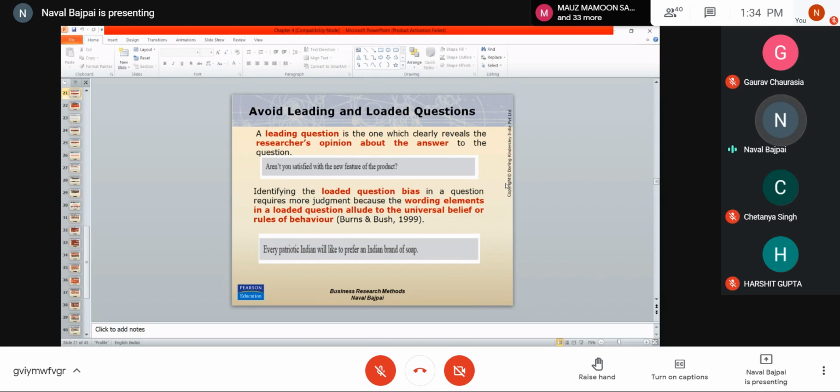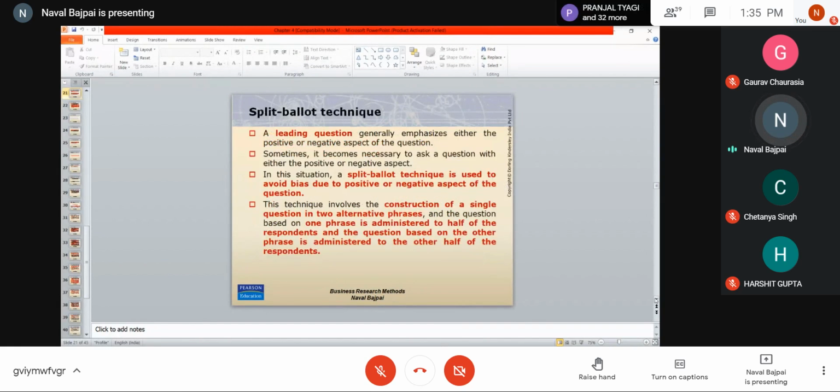Suppose I ask a question like, every patriotic Indian would be using this. So the answer would obviously be yes. So these leading and loaded questions are based on wide societal acceptance. If I ask, are you honest, who will say that I'm not honest? Everybody would say that I'm honest. So these questions, taken as loaded questions, must be avoided as much as possible.